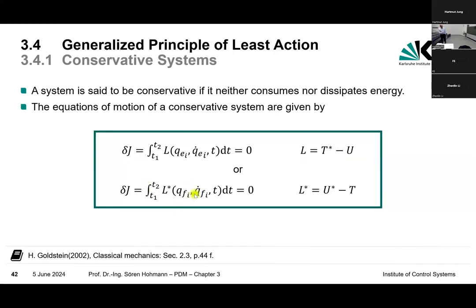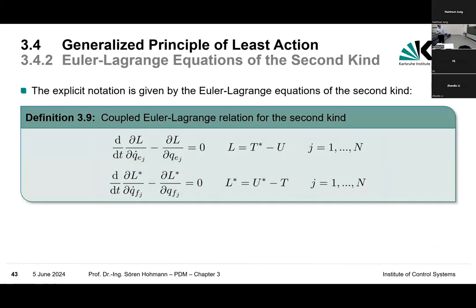And there exists also the opposite principle, which is given here. And solving this kind of equation means we get the Euler-Lagrange differential equation. It's just a different perspective on the same problem. Okay? And so explicit notation written out, that's what the engineers are interested in. So the first one is more from the theoretical side.